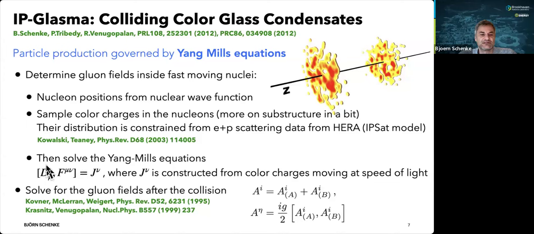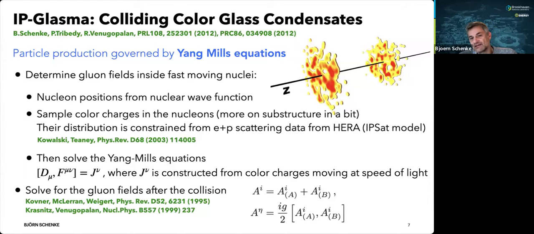F mu nu is the field strength tensor, which has the gluon fields in it, and this is the covariant derivative. And I can solve that. I get the fields of the gluons that are produced from these color charges, right? So the dynamic gluon fields in these incoming nuclei are A_A and A_B. And then I can solve for the gluon fields after the collision, which are A_i and A_eta, and these are just combinations of these.